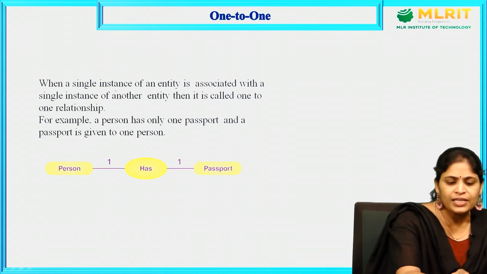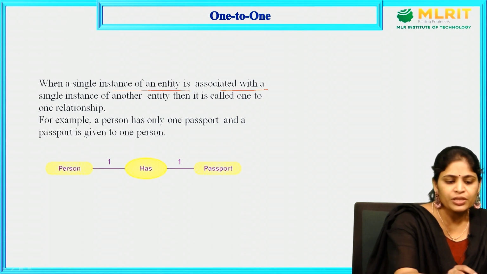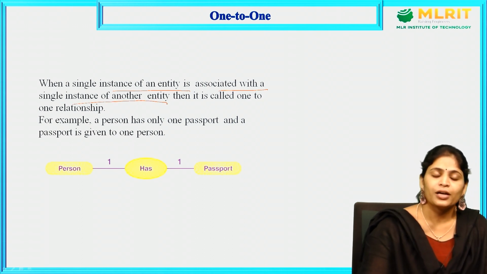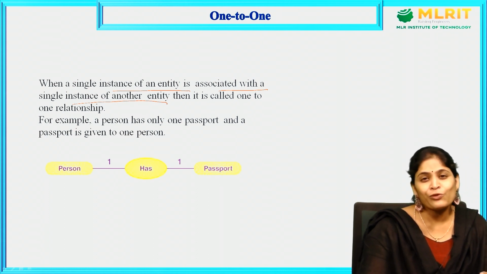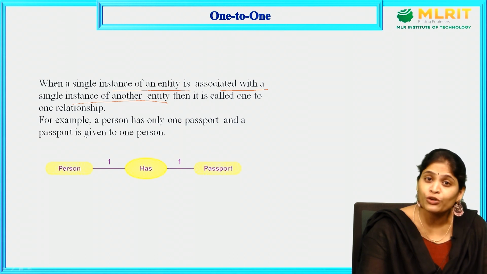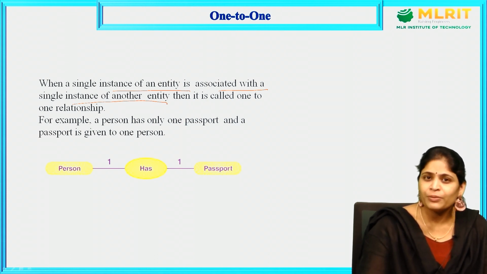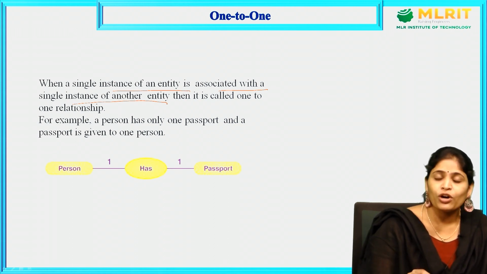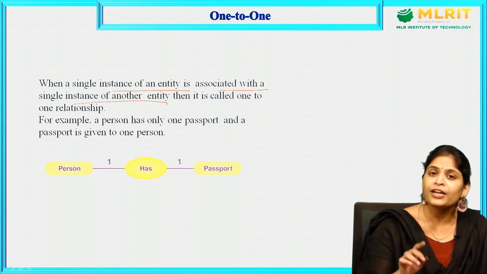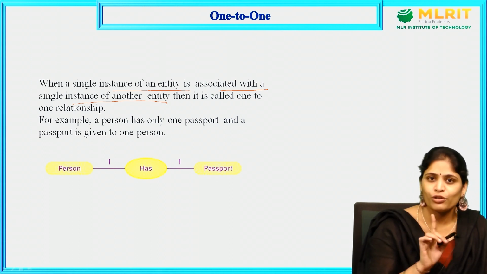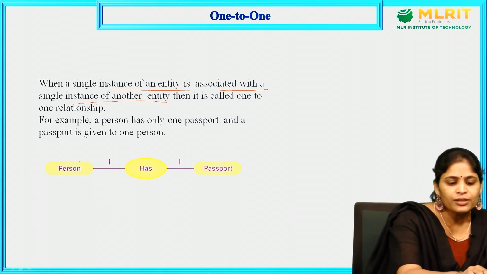When a single instance of an entity is associated with a single instance of another entity, then it is called a one-to-one relationship. That means a person can have only one passport. A student can have only one roll number, right? He might not have different passports, or a student might not have different roll numbers. That is what we call a one-to-one relationship. And only a single passport will be given to a single person, vice versa also, right?